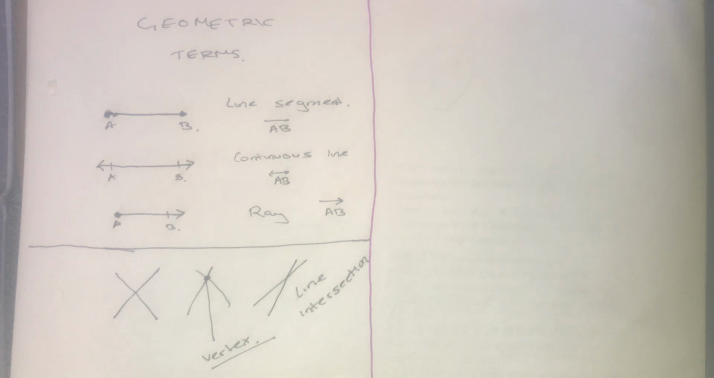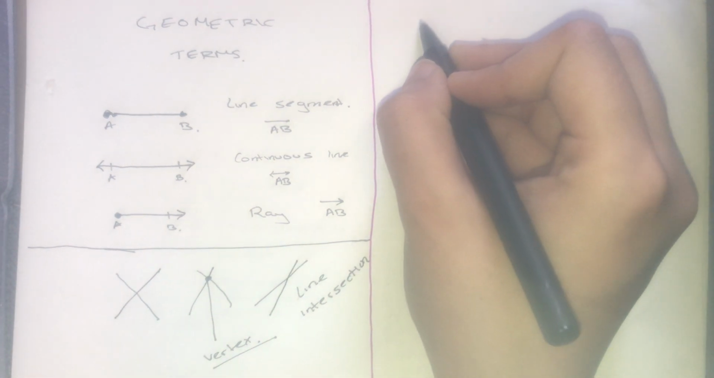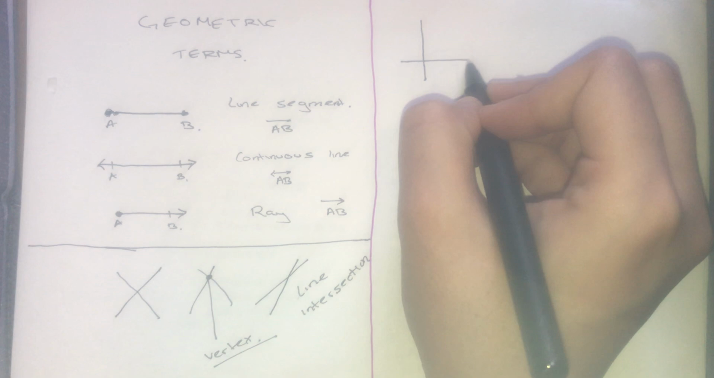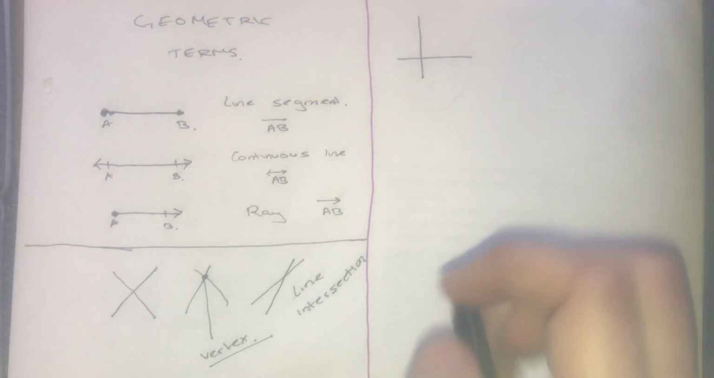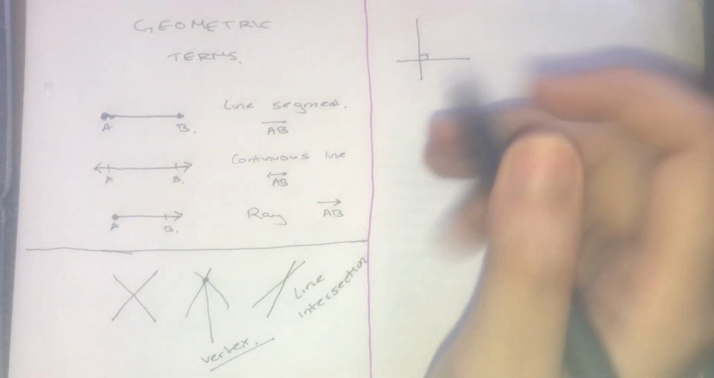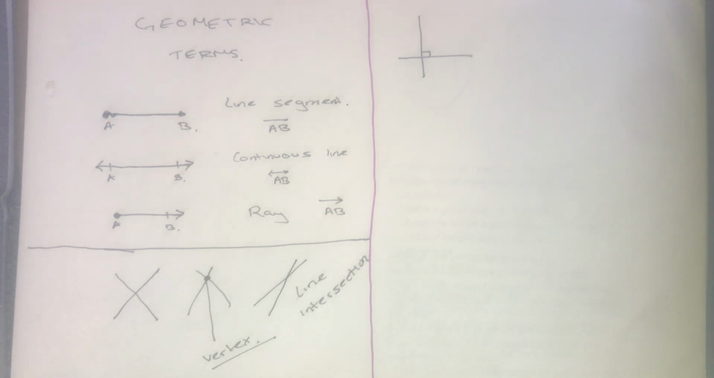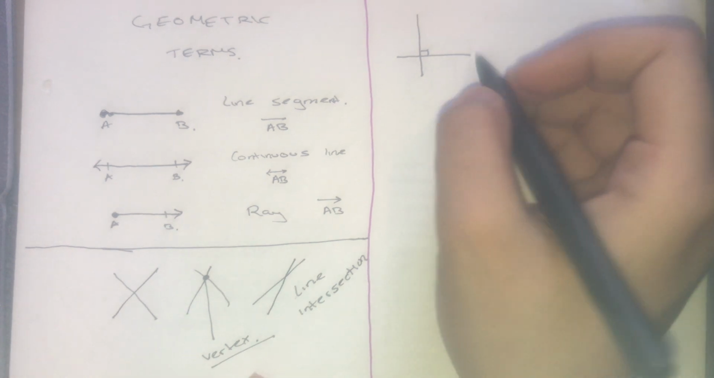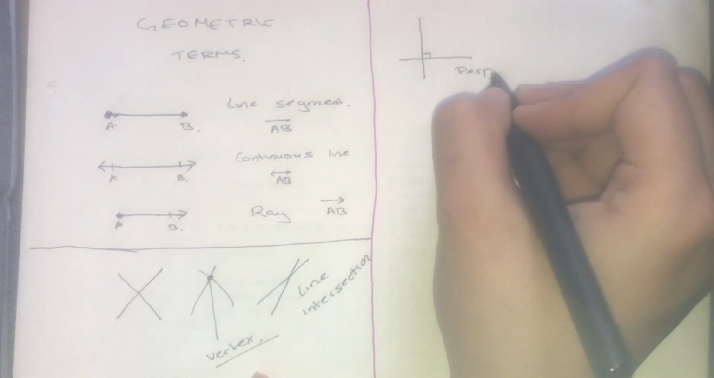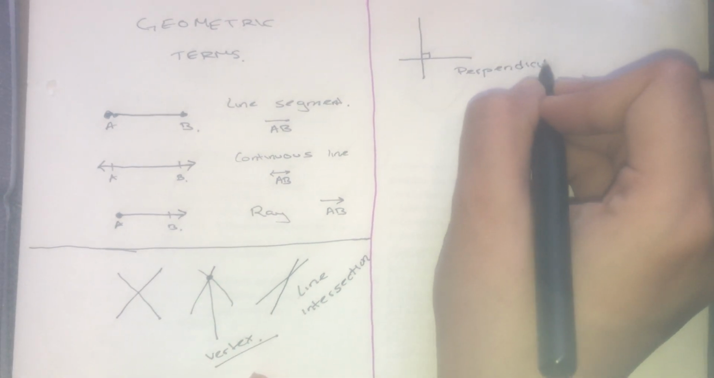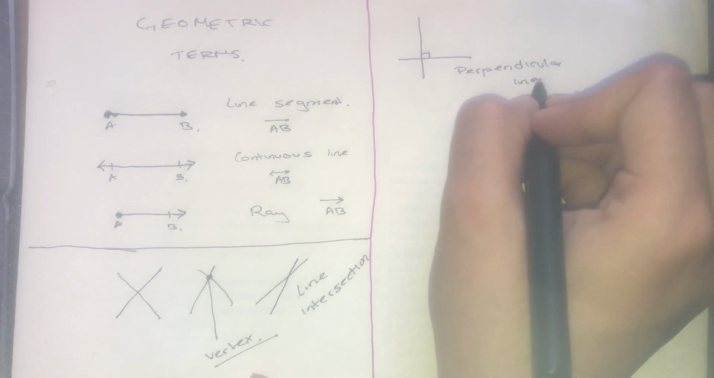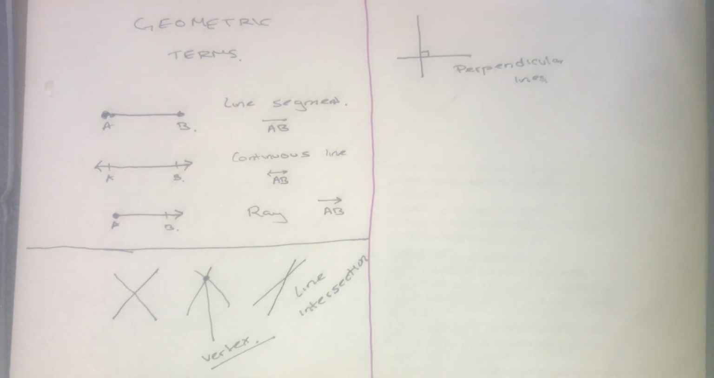Did you get that? Most of the time you have intersections in two ways. One is this one, where they form 90 degrees. That is a perpendicular intersection. So these lines are called perpendicular lines. Lines that intersect at 90 degrees are called perpendicular lines.